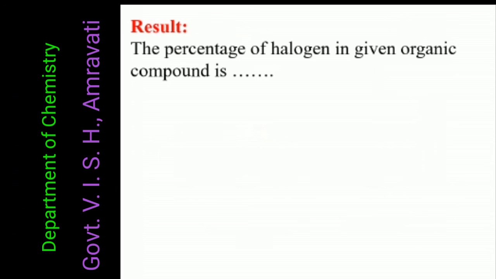So the result should be written like this: the percentage of halogen in the given organic compound is whatever is calculated. Okay, so here the estimation of halogen is over.